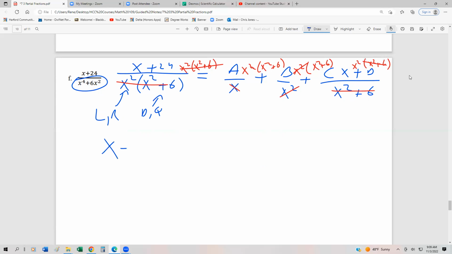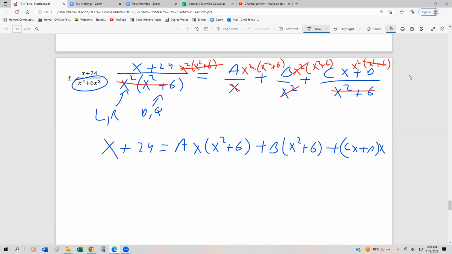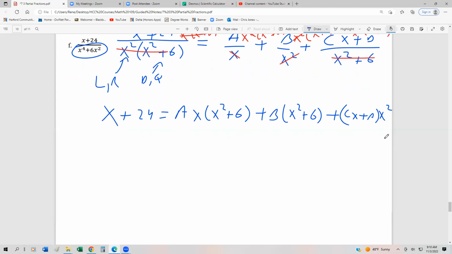Okay, so we have x plus 24 on the left-hand side. We have ax, x squared plus 6, b, x squared plus 6, and then finally, cx plus d times x squared. Okay, so we just have to be careful with this as we go through here. All right, now finally, we're going to distribute.